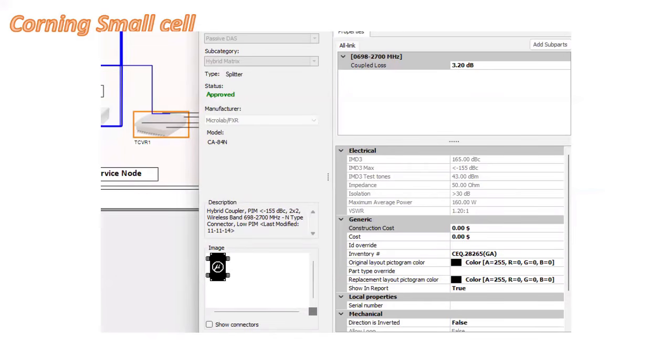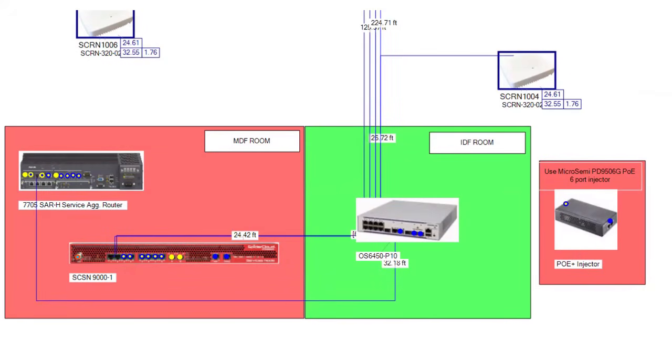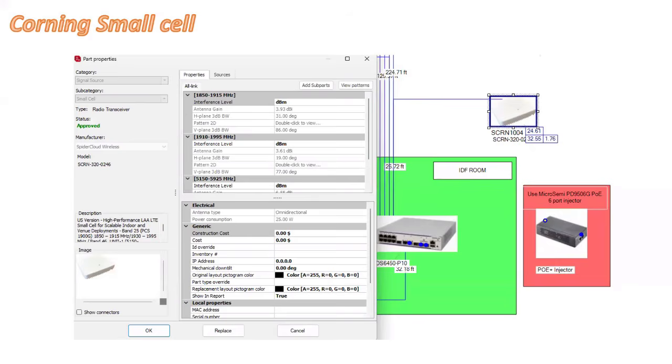And then there is a hybrid coupler also. We'll talk about hybrid coupler details in the next few slides. And then it is connected to an antenna, right? So this is the high level real world example of a Corning small cell, right? Again, we have the SN. The SN is connected to the aggregation switch, the aggregation switch is connected to the PoE, and the PoE is connected to the RN. So this is the real world example of the Corning small cell.